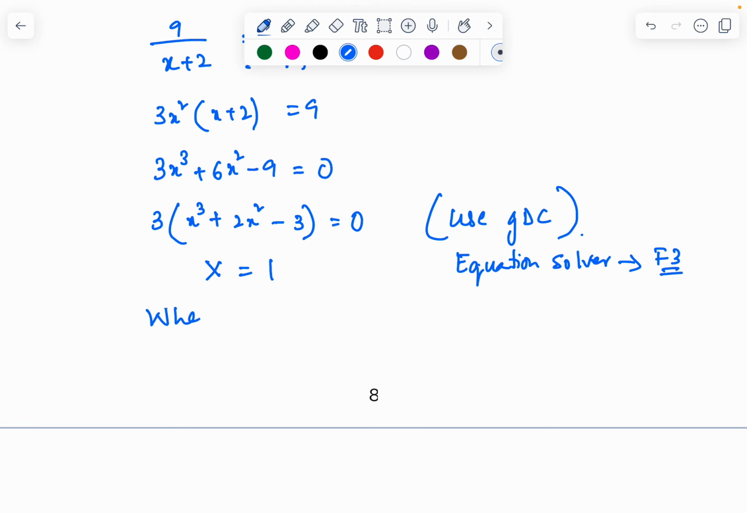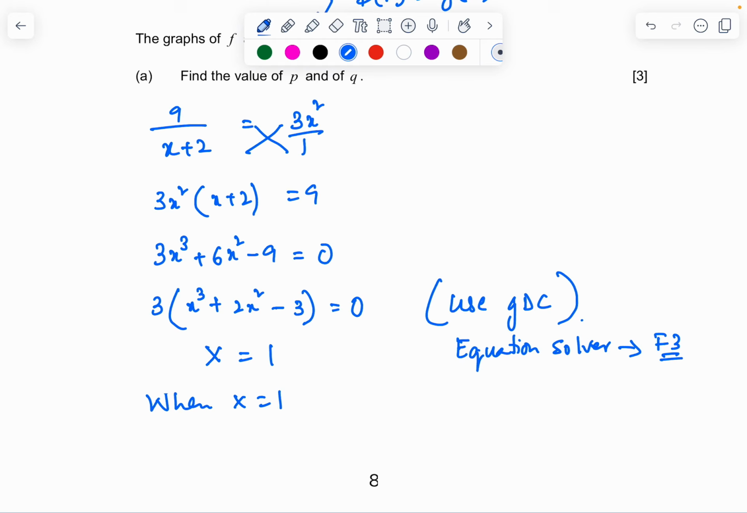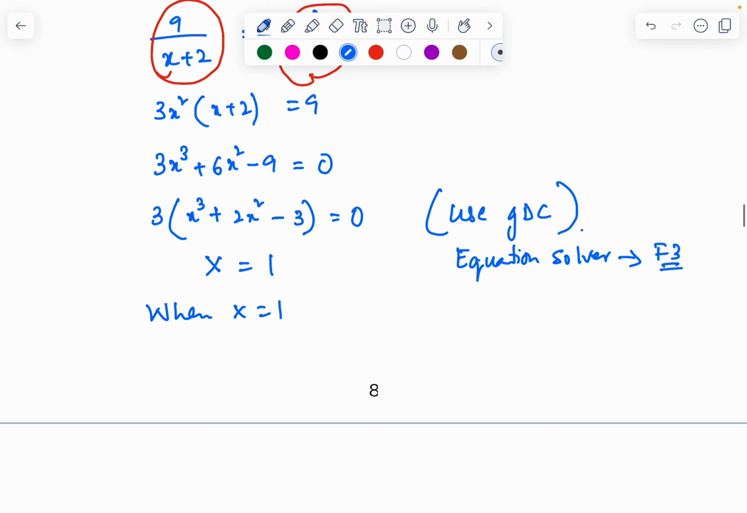So find y when x equal to 1, put in any of the equations. You can put in this equation or you can put in this equation, up to you. So y, you will get it as 3. So the point P equal to 1 and Q equal to 3.